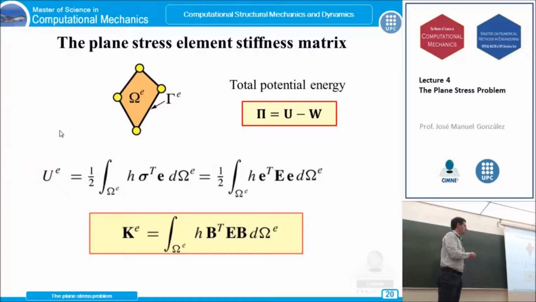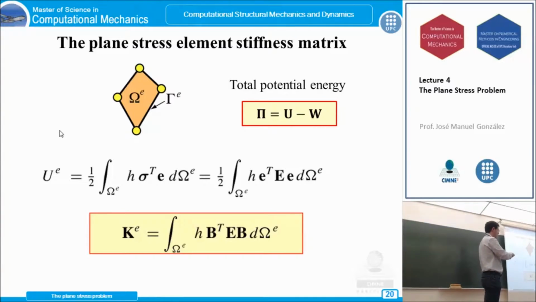Okay, so now we've got all we need. So we define this total potential energy in the element. This internal energy will be 1/2 stress times strain. This is for one unit of volume. We integrate all this internal energy along the element. So we get this expression, 1/2 integral of h times strain times elastic matrix times strain, and we get a number which is the internal energy of this element.